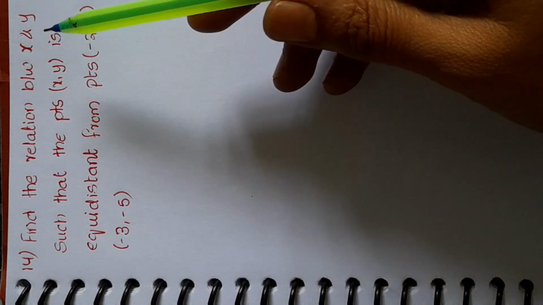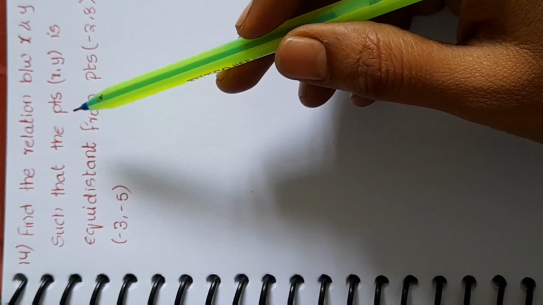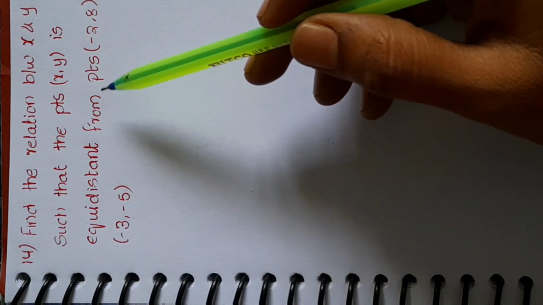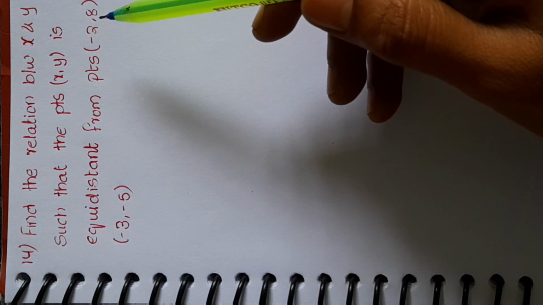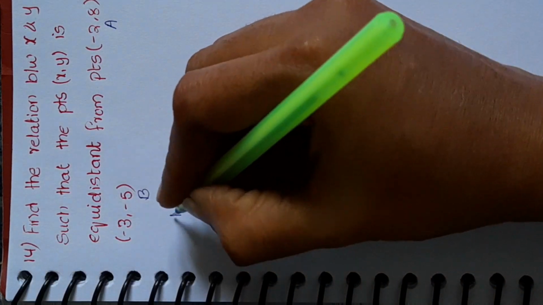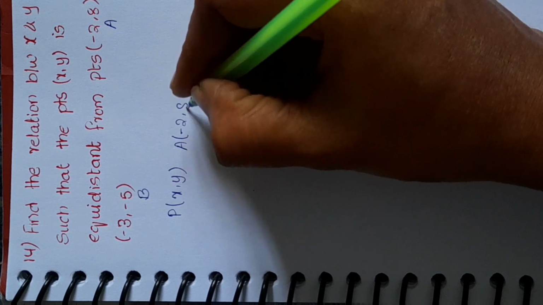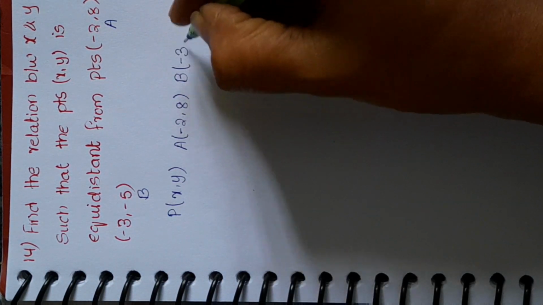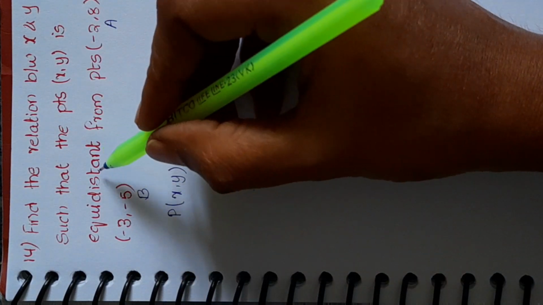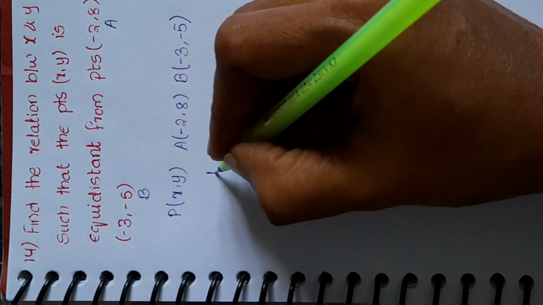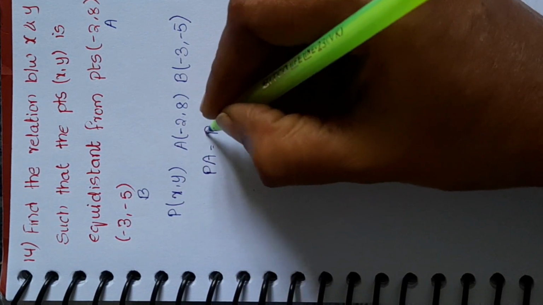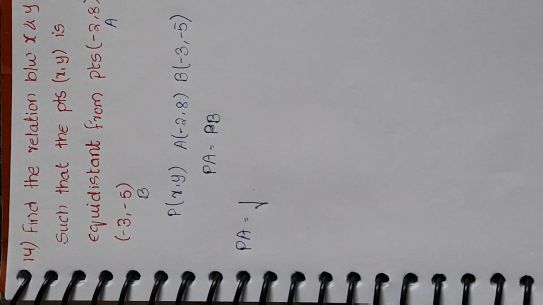14th question. Find the relation between x and y such that the point (x, y) is equidistant from the points (-2, 8) and (-3, -5). Now let the point be P (x, y), A is (-2, 8) and B is (-3, -5). As given, these are equidistant from the point P, that is PA should be equal to PB. Now let us find PA.